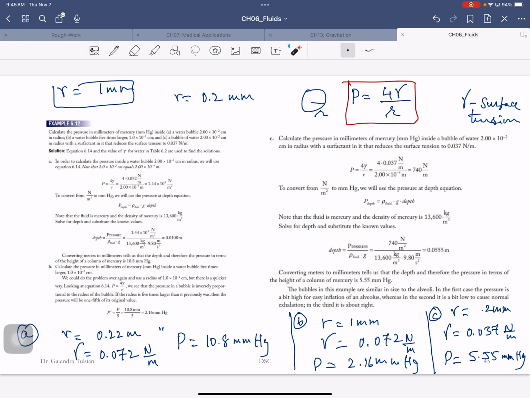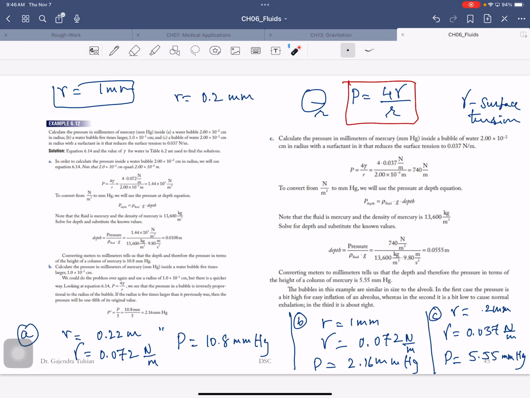Okay, so here's the calculation for the first one. This is 0.2 millimeters. This is water, and the pressure is 10.811 millimeters of mercury. So this goes through that calculation. This pressure calculation, which we got that answer, is for this radius and that surface tension. So there's the surface tension of water, and there is the radius, there's the pressure in Newton per meter square, and that is converted to millimeters of mercury. That's what this calculation is about.